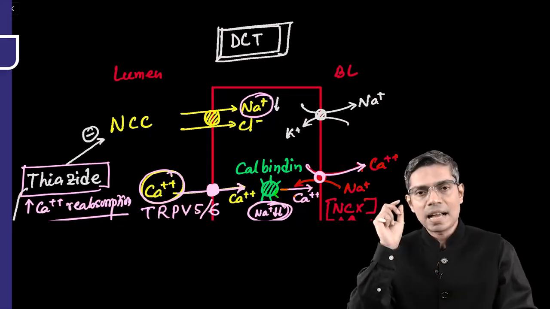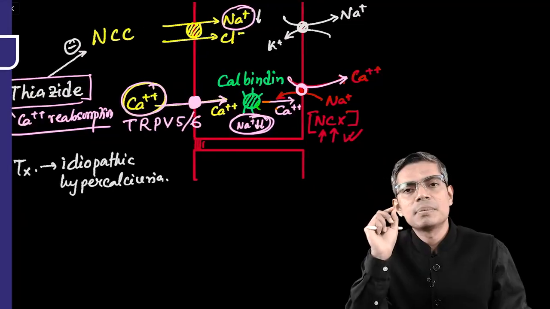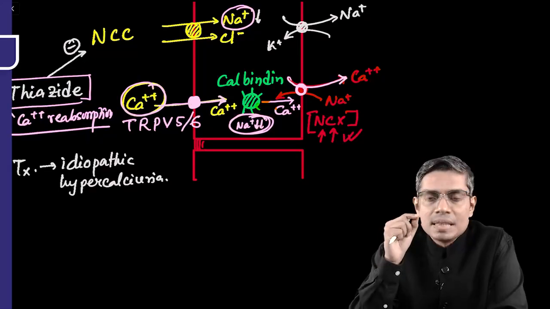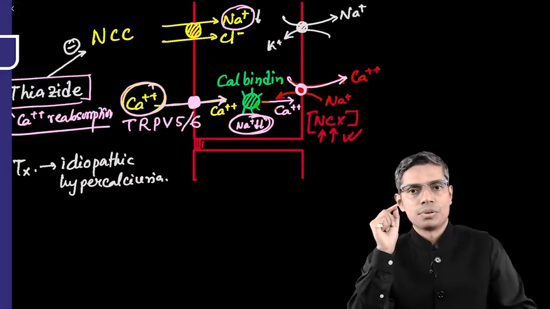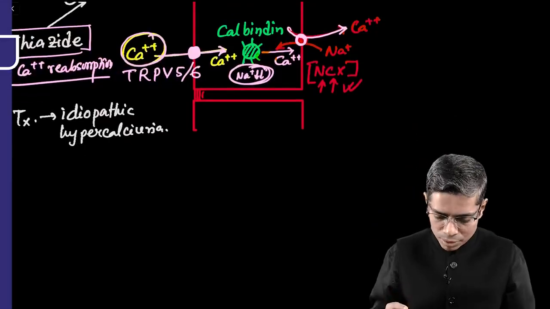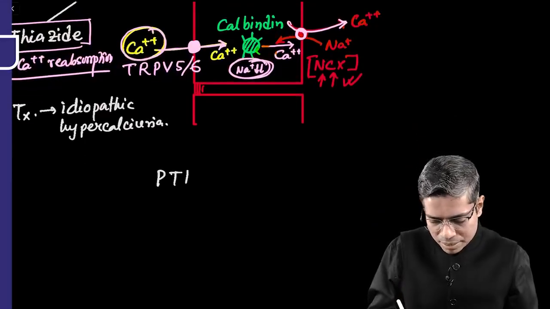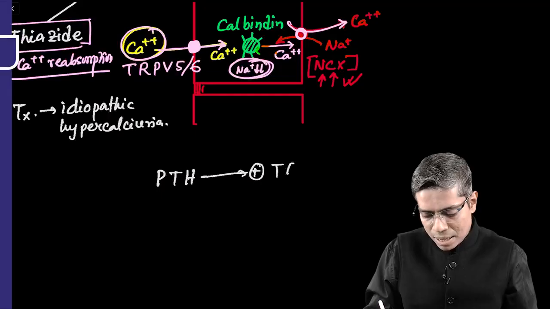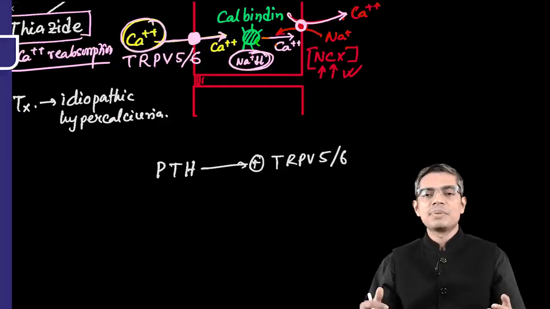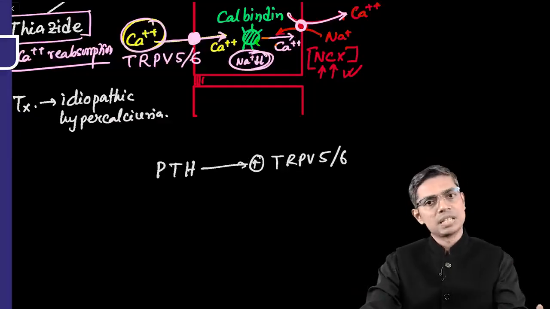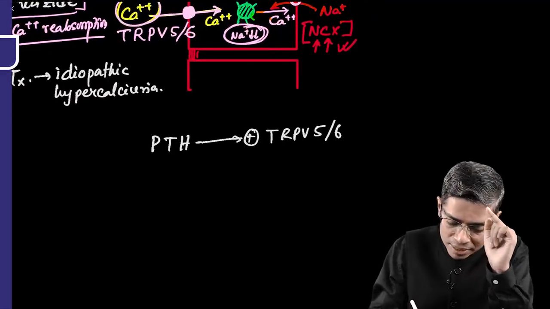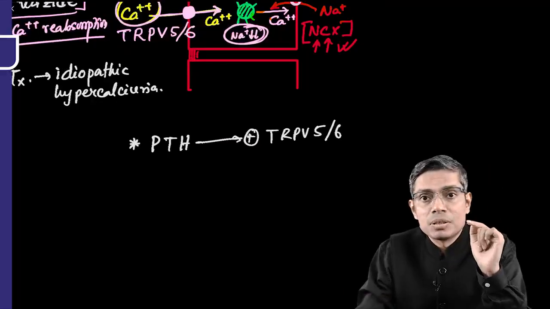In other places, active reabsorption of calcium is a very minute percentage, but here it is the only active reabsorption of calcium. That's why this is the segment where different hormones also act. What is that hormone? PTH, parathyroid hormone, stimulates TRPV5 and 6. So if you stimulate TRPV5 and 6, what will happen to your calcium reabsorption? It increases, and that is a mechanism which you know. So that's why we say parathyroid increases calcium reabsorption.